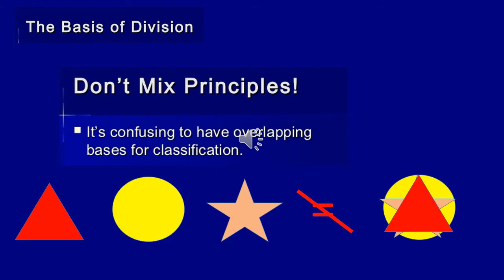Key to writing a clear and concise essay on classifications is that you don't want to mix the definitions. As you can see here by this simple graphic, it's confusing to have overlapping bases or overlapping definitions of your classification system.